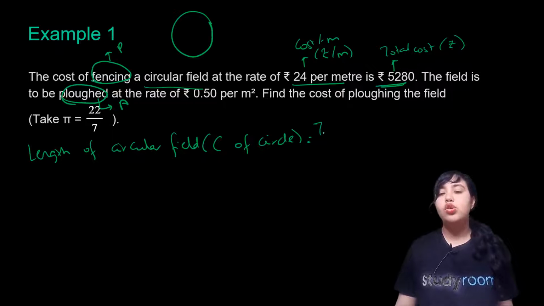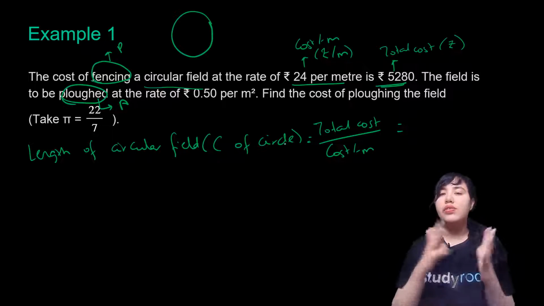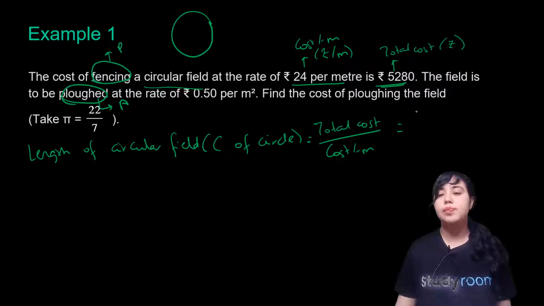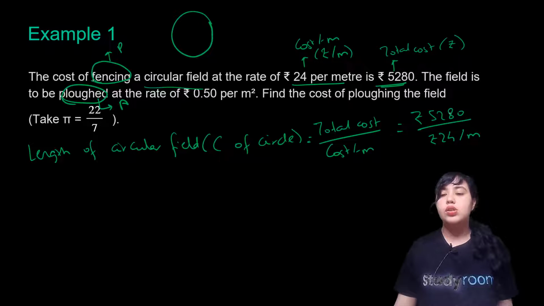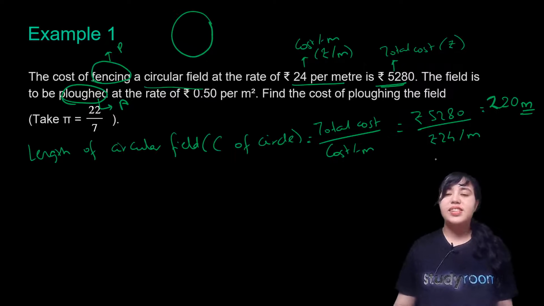So if you know the total cost of fencing and you know the cost per meter of fencing, dividing the two will give you the total length of the circular field, which is basically the circumference of my circle. So you have to do rupees 5280 divided by rupees 24 per meter. When you solve this, your answer will be 220 meters. The unit will be meters because we are referring to length, and the rupees unit cancels, so meters.